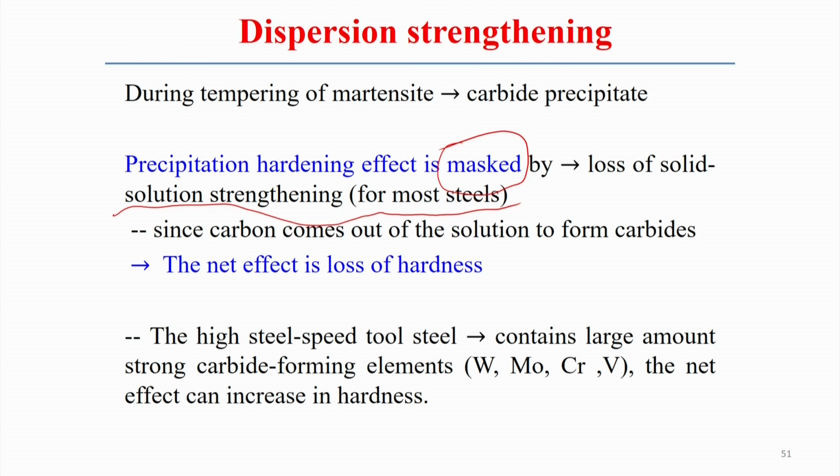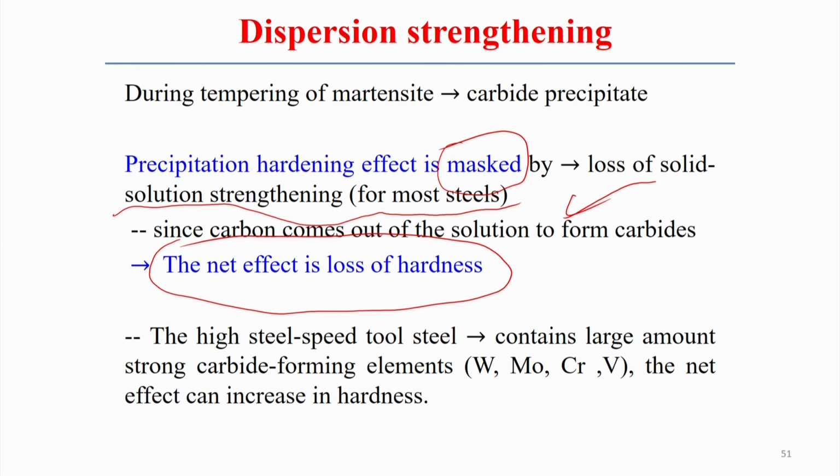So there are two contrasting effects. One is the precipitation hardening effect due to the precipitates coming out, but at the same time there is a loss of hardness due to the solid solution strengthening effect. Carbon comes out of the solution, which loosens the hardness through the solid solution hardening mechanism, but at the same time the carbon in the carbides increases the hardness level. So the net effect can be a loss of hardness with these two mechanisms.